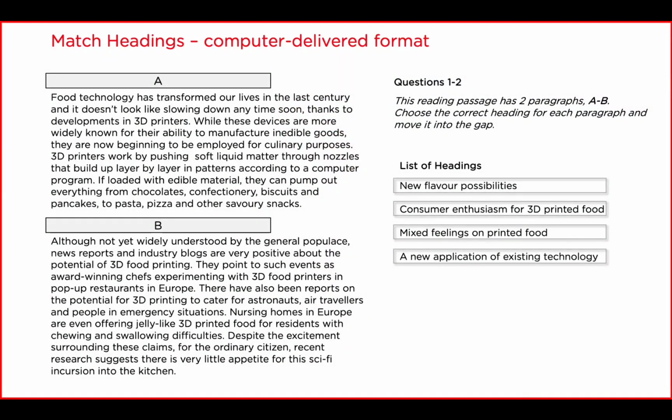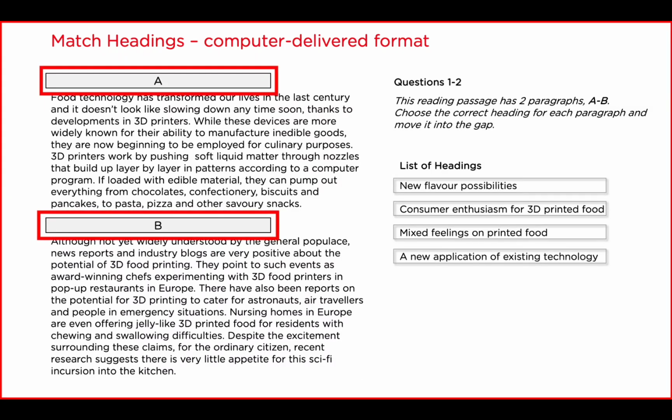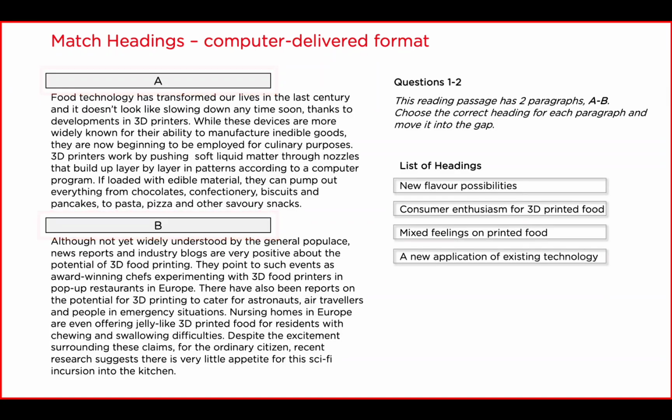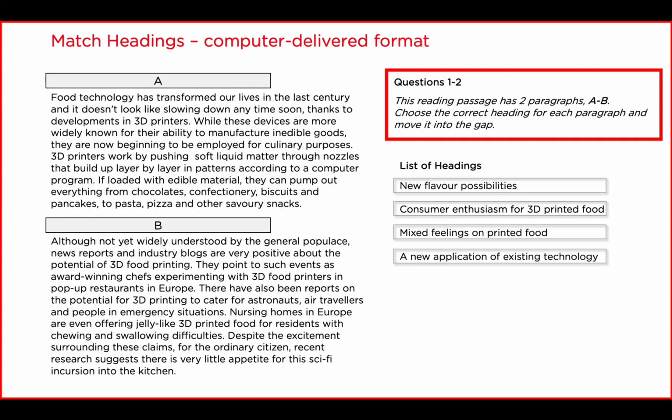If you're taking IELTS on the computer, this is what you can expect. You've got your text here on the left, and you've actually got gaps here for A and B. And over here is your list of headings, and the instructions tell you what to do. Choose the correct heading for each paragraph and move it into the gap. So this is a drag and drop type of question.